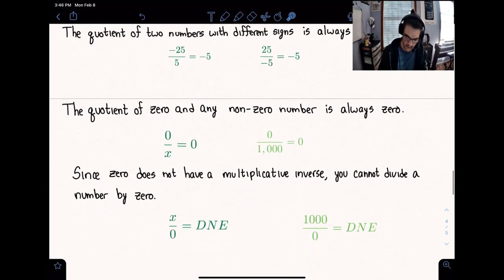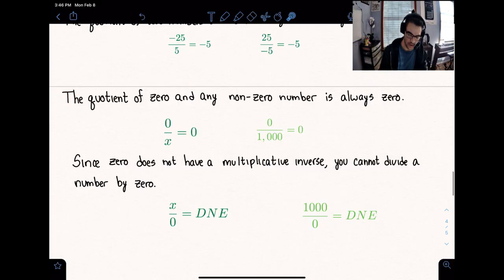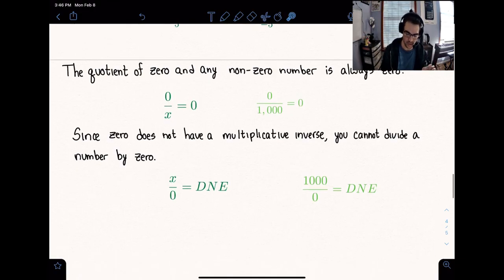All right, and we got the last few things I want to talk about here. Both of these have to do with 0. The first one is the quotient of 0 and any non-zero number is always 0. 0 divided by anything equals 0. 0 over x is 0. 0 divided by 1,000 equals 0. We are allowed to divide 0 by a number. But what we can't do is divide a number by 0, bringing me into the final thing I want to talk about.